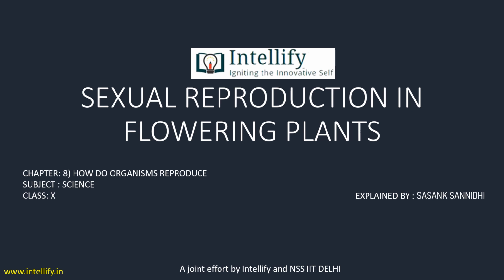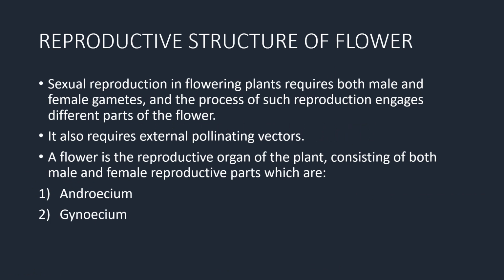Today we are going to see sexual reproduction in flowering plants. It's a topic from chapter 8, How do organisms reproduce, of class 10 science. Before going to the mechanism, we should know the reproductive structure of a flower.